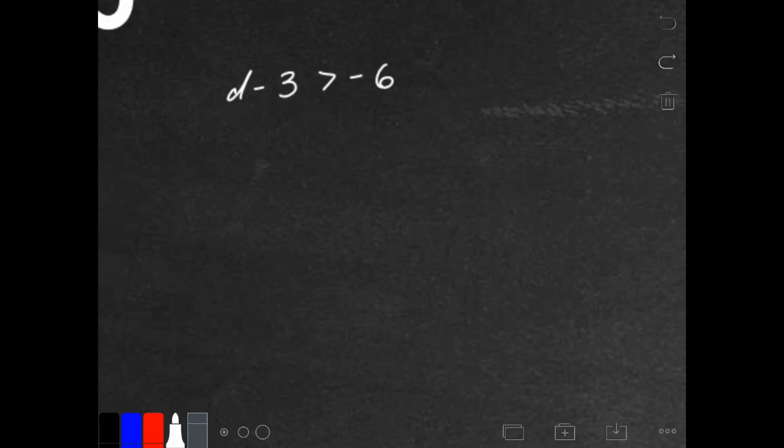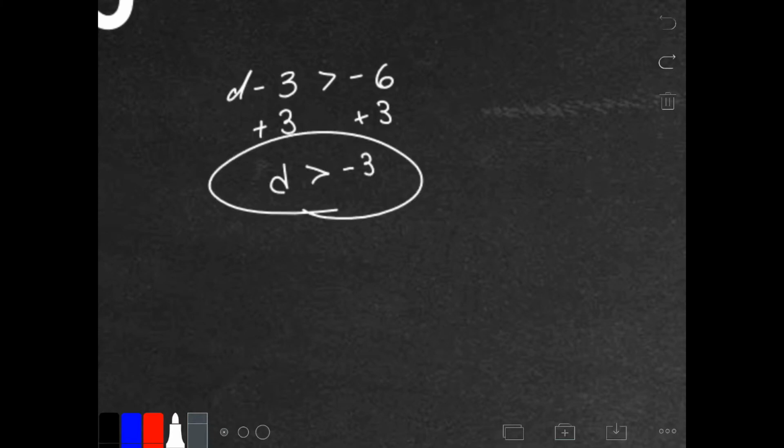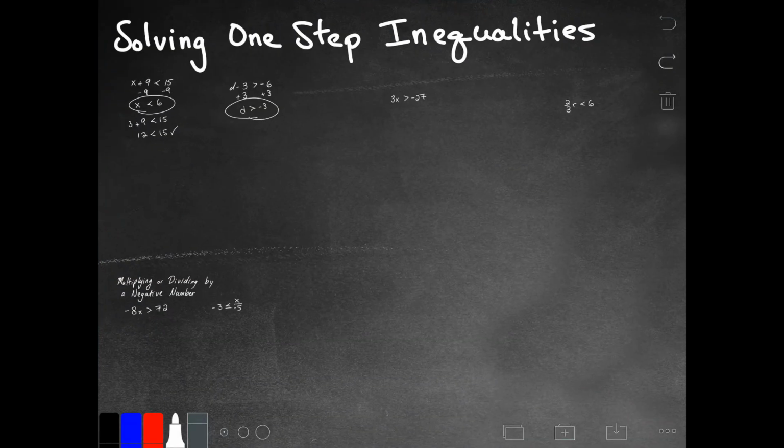How about this one? d minus 3 is greater than negative 6. I'm going to undo subtraction, so let's go ahead and add. We get d is greater than negative 3. Very similar to solving equations.